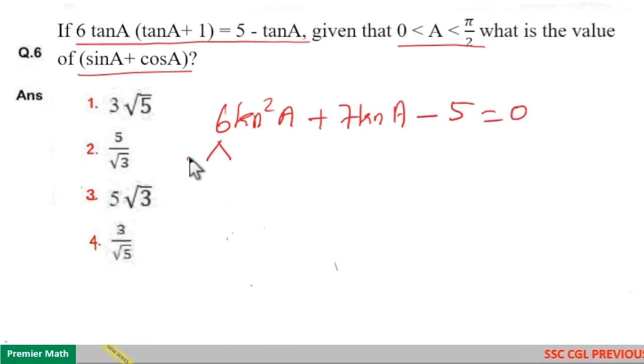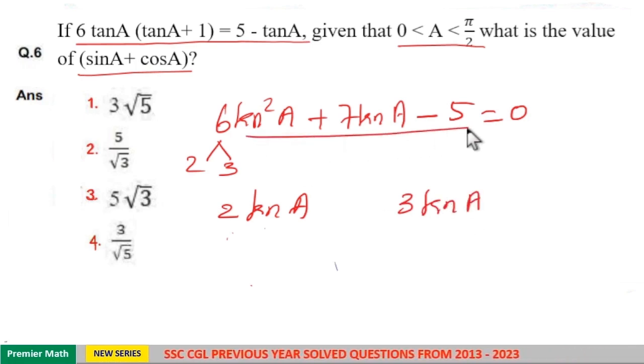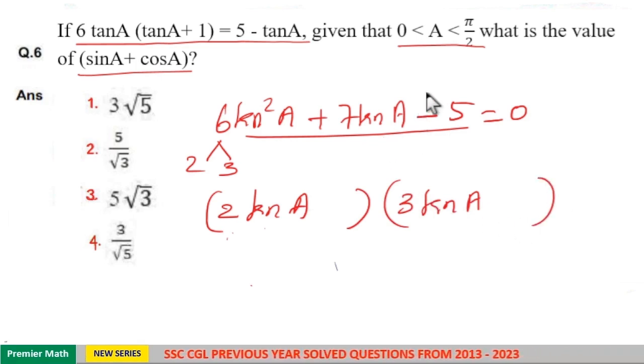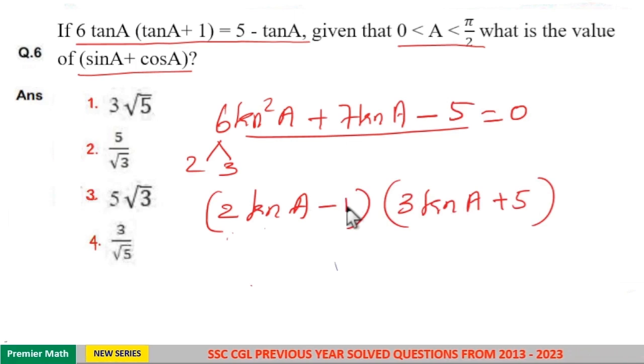Now this 6 I can write as 2 into 3. So I'll write 2 tan A into 3 tan A. That is, split this term into a product of two terms. Then I can find the value of tan A. That is, here 2 tan A into 3 tan A. Now here we have minus 5. So I'll write this as plus 5 and this as minus 1.